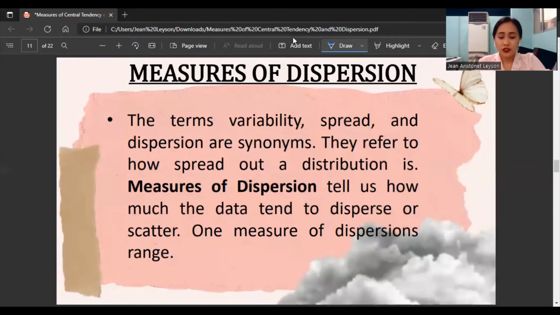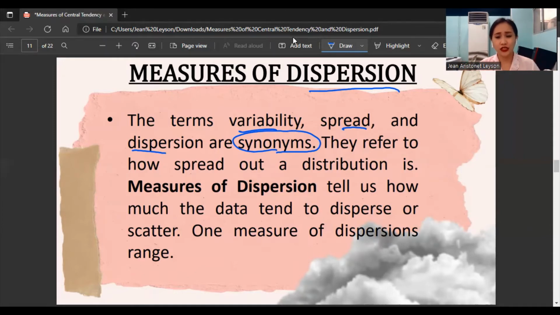Now let's proceed to the measures of dispersion. So the mean, median, and mode are measures of central tendency. Now we have measures of dispersion. The terms variability, spread, and dispersion are synonyms, meaning they have the same meaning. They refer to how spread out a distribution is, so how far the data are from each other.